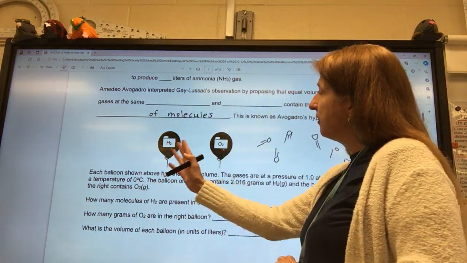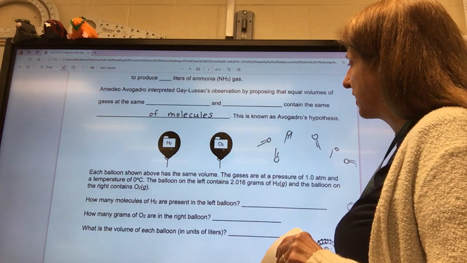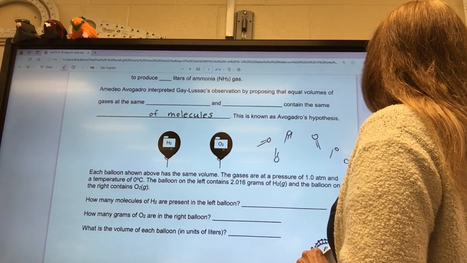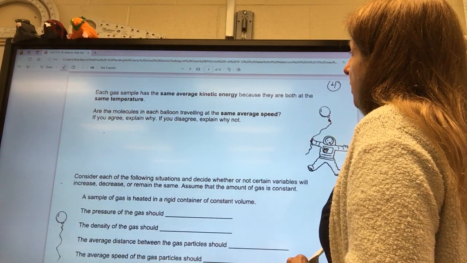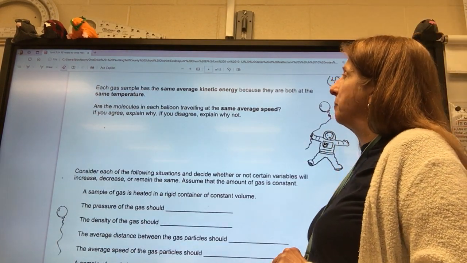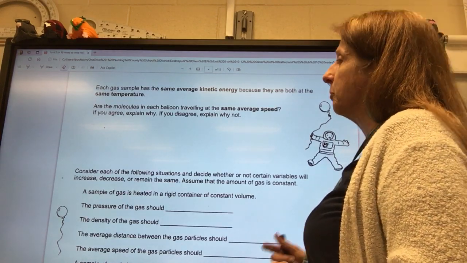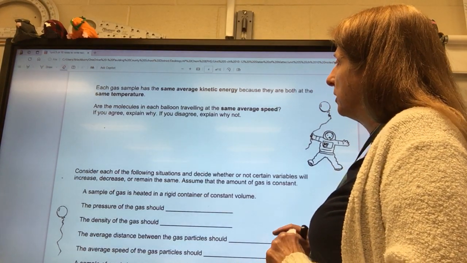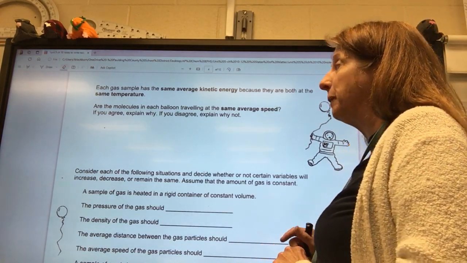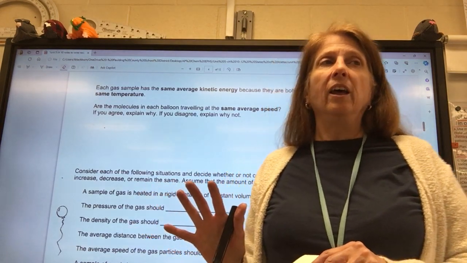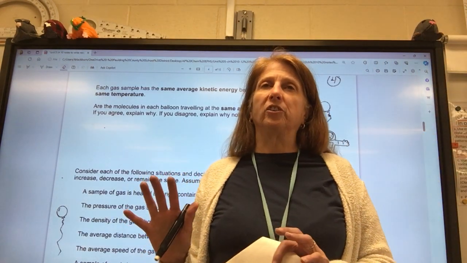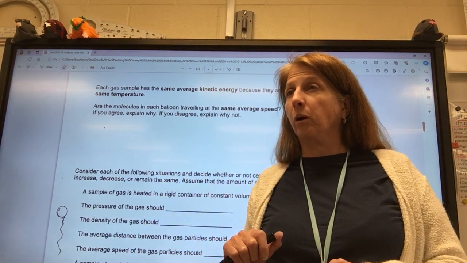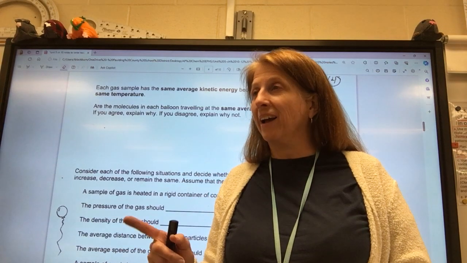Okay, so we got these two balloons. One has hydrogen and one's got oxygen. They have the same volume, and we were talking about these balloons, and now we're moving forward. So each gas sample has the same average kinetic energy because they're both at the same temperature, okay? Are the molecules in each balloon traveling at the same average speed? So are hydrogen molecules traveling at the same average speed as oxygen molecules? Yes or no? What do y'all think? No. Can you tell me why?